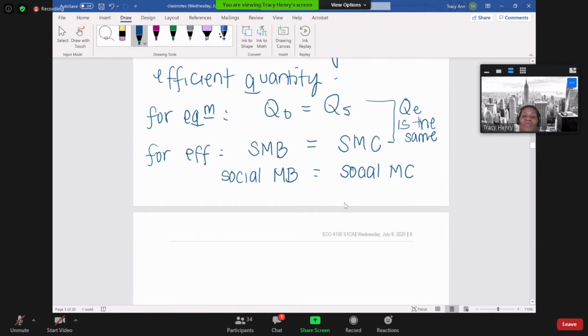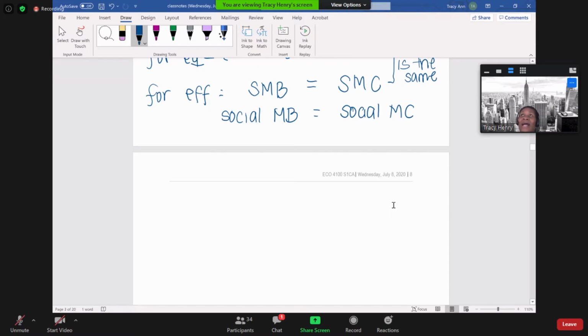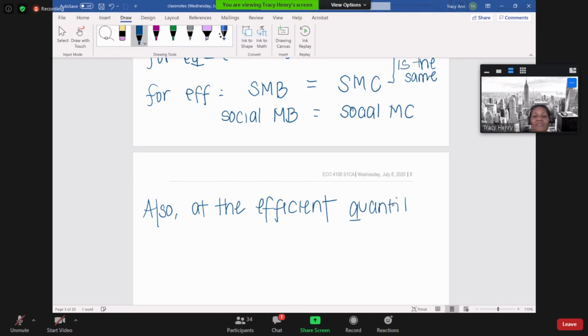We also measure efficiency by total surplus also. Total surplus.